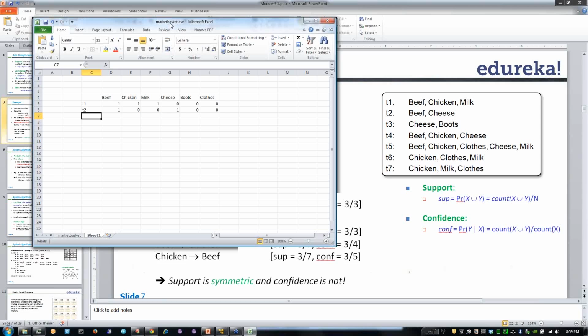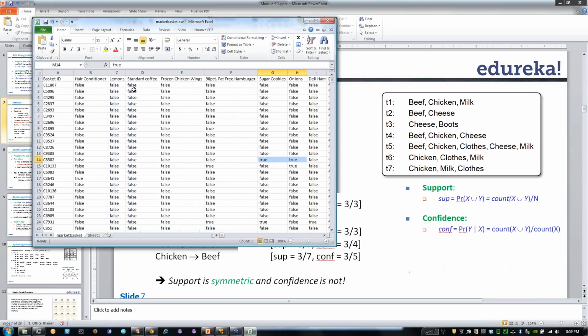In this case, there are some implementations which take this representation, and there are some implementations which take this representation, which is simply the list of items. And the Mahout implementation requires this representation, the list of items as opposed to this Boolean representation. Since our data is in this format, we have to convert from here to here and then feed it into Mahout.